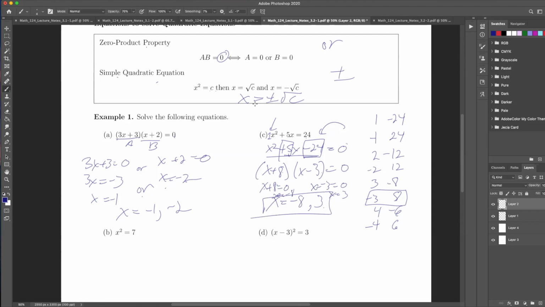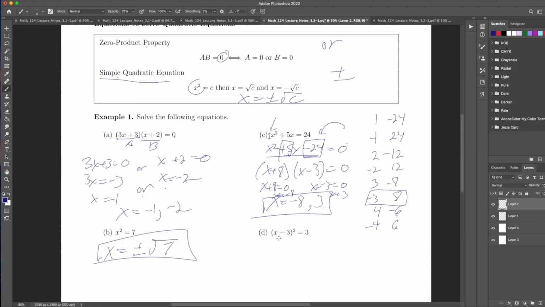All right, for these other two, we're going to use the simple quadratic equation. And so x squared is equal to plus or minus the square root of c. So here x is equal to plus or minus the square root of 7. Technically, we're done. That's the end of that problem. We are done at that point.